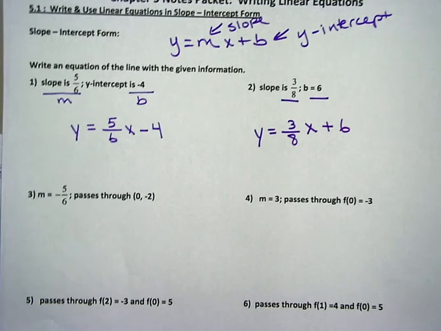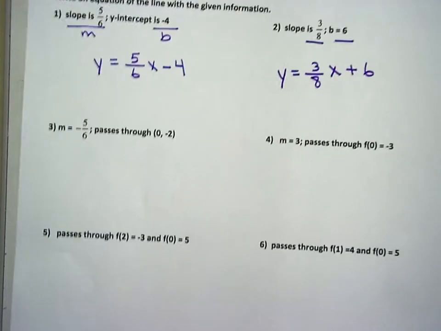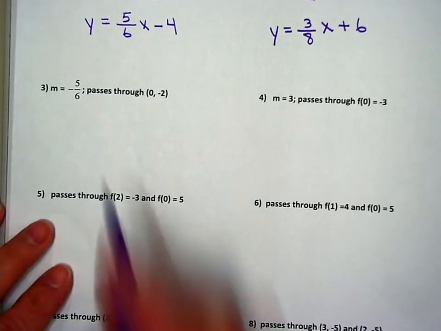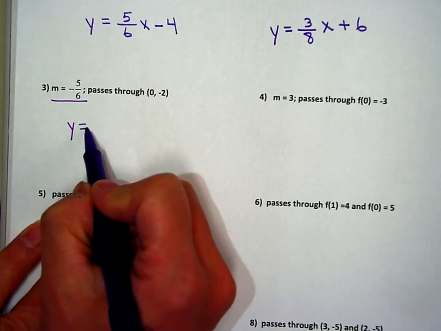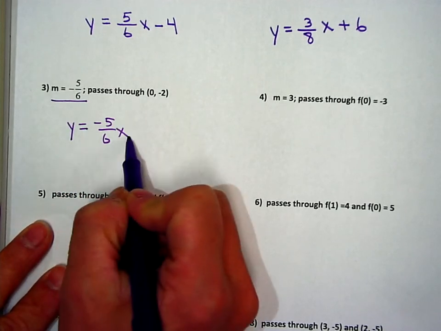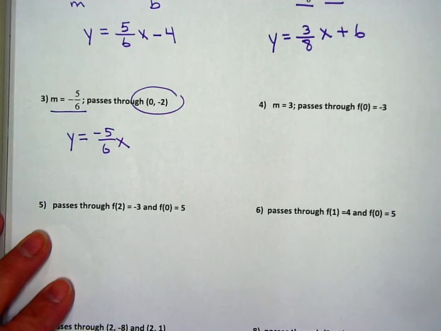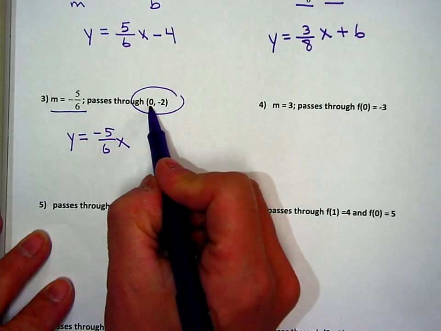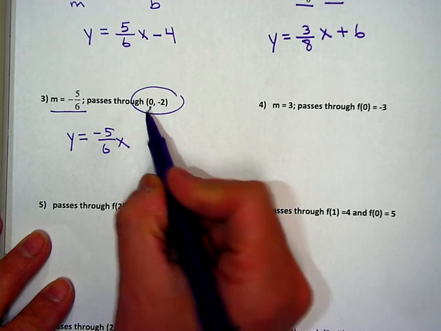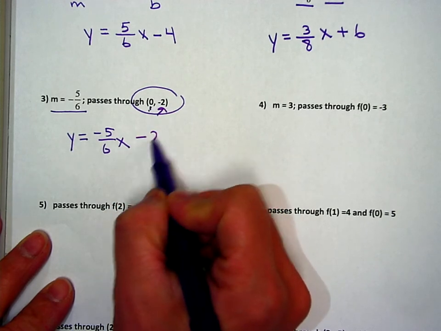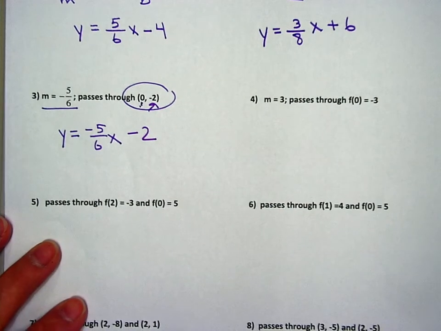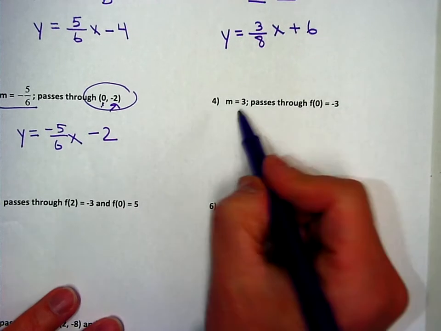Okay, now the next one, so you always need to be thinking, I need slope, y-intercept. You are given the slope, so y equals -5/6x. Even though they don't tell you this is the y-intercept, I know this is the y-intercept because the first value, x, is 0, and that's what a y-intercept has, an x value of 0. So this is my y-intercept. So there's my equation.